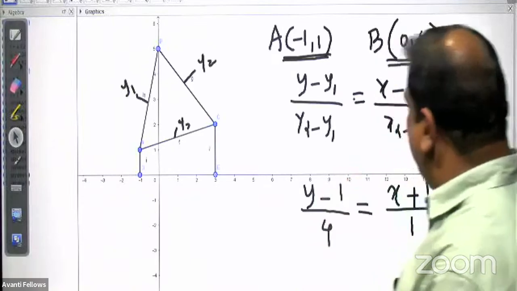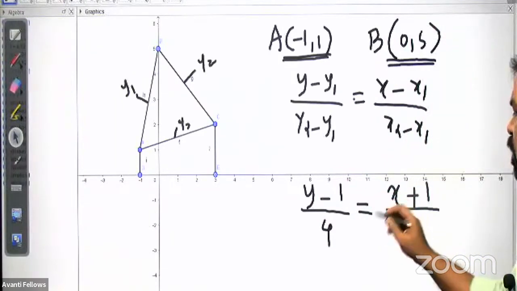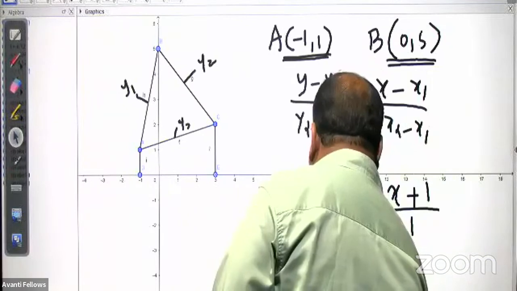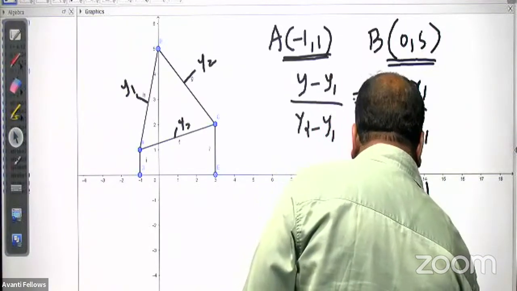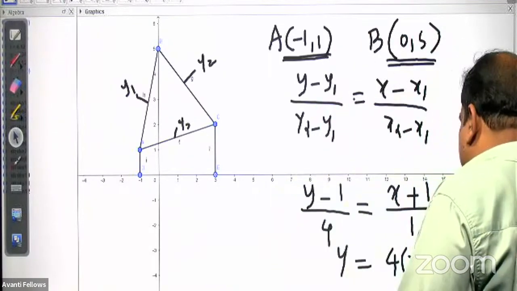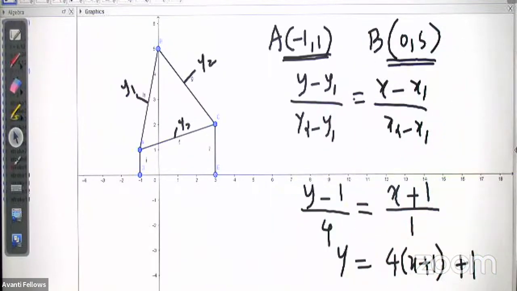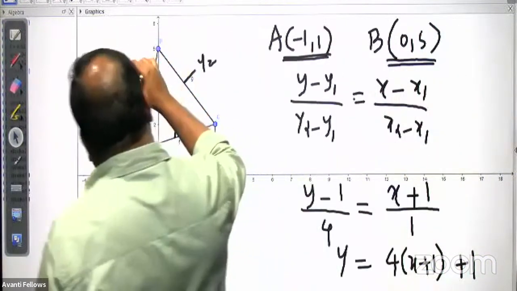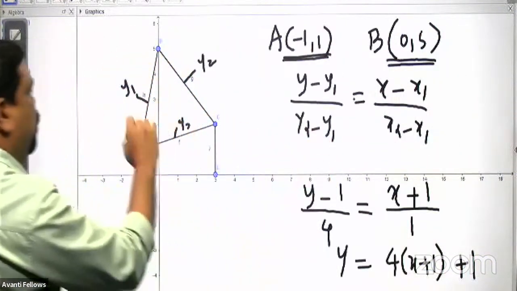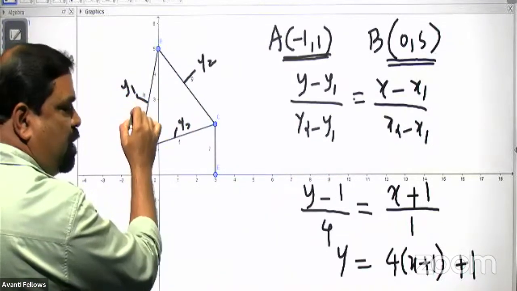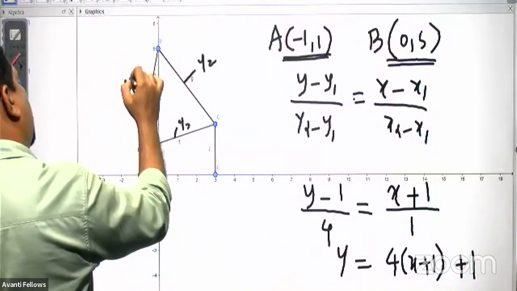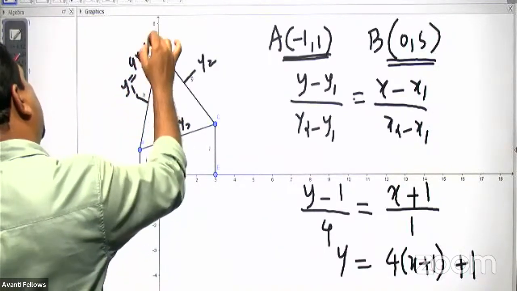For integration, we need the y part of this equation, which can easily be obtained from here. Y minus 1 is 4 into x plus 1, so y is equal to 4 times x plus 1, plus 1. That is 4x plus 5. If some error is there, you can correct it. So y1, the y of the first line segment AB, is equal to 4x plus 5.